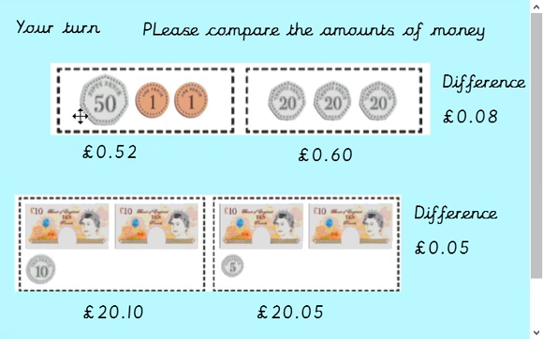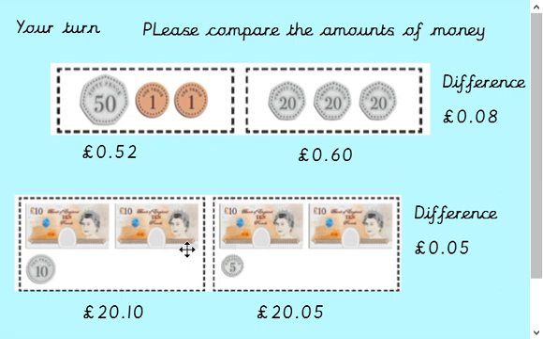Okay, as you can see, we've got here on the left-hand side 50, 1 and 2. So we have 52 pence, 0.52. On the right here, we've got 20, 40, 60 pence, or 0.60. If we're looking for the difference between the two, it's the difference between 52 and 60, or 60 take away 52. Either way, the difference will be 8 pence, or 0.08.